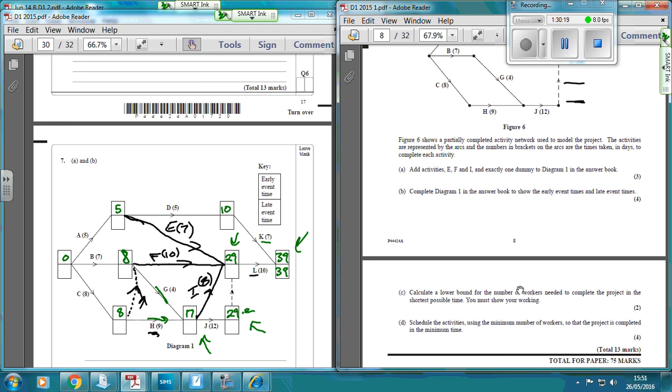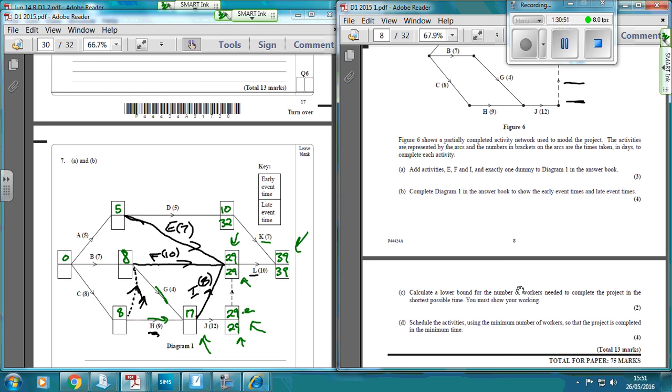And what's the latest time then that K can start so that it's finished by 39? If it's only going to take 7 minutes, then it can start at 32 minutes and still be finished in time for 39 without delaying the project at all. When's the latest that this one can start and still be finished? Well, the latest it can start is 29. It's going to take 10 minutes and then it's going to be 39 minutes. So when's the latest this one can start and still be done by 29? If it's 29 and it's not going to take any time, it's going to have to be 29.